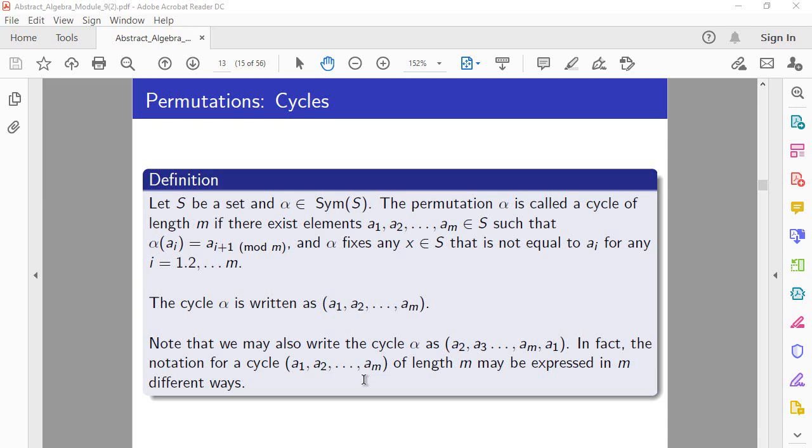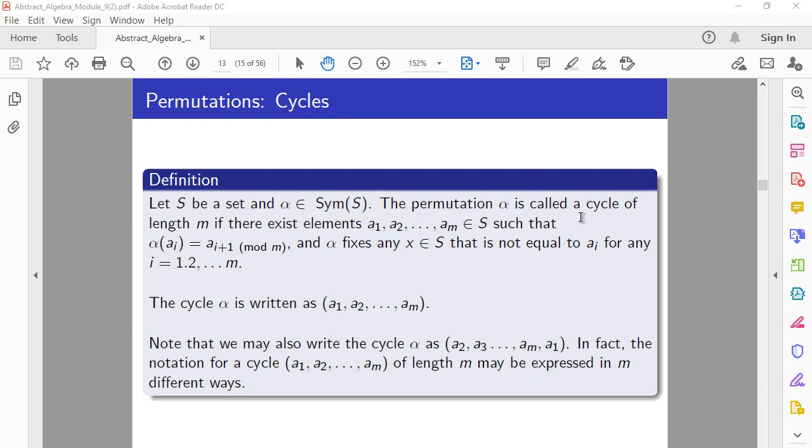Welcome back. Let's define what a cycle is. So a cycle is just a notation for certain types of permutations. Let S be a set and alpha be in the symmetric group of permutations of S. That is, alpha is a permutation of S.